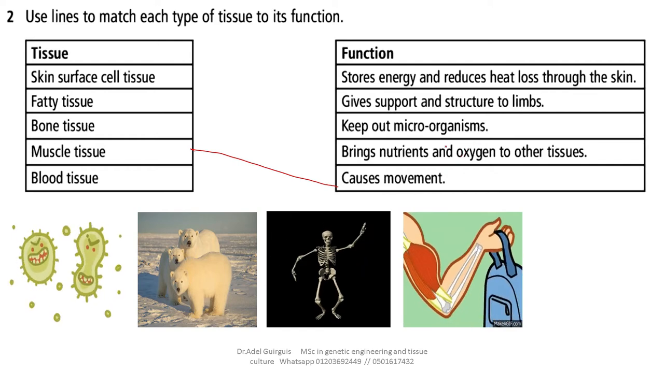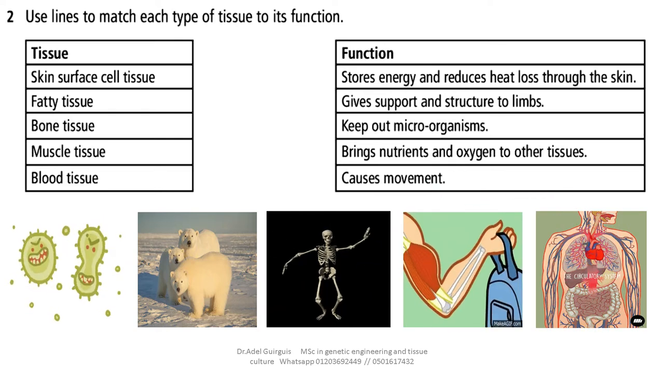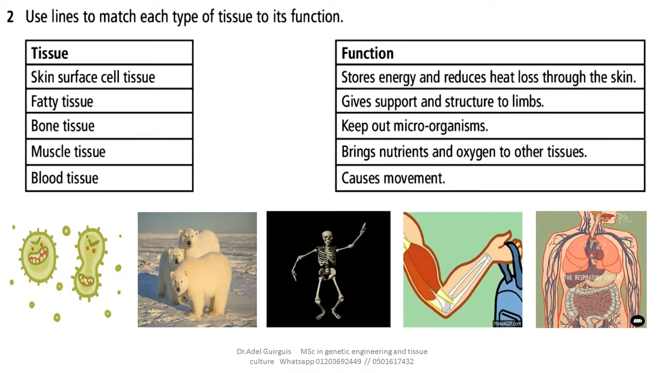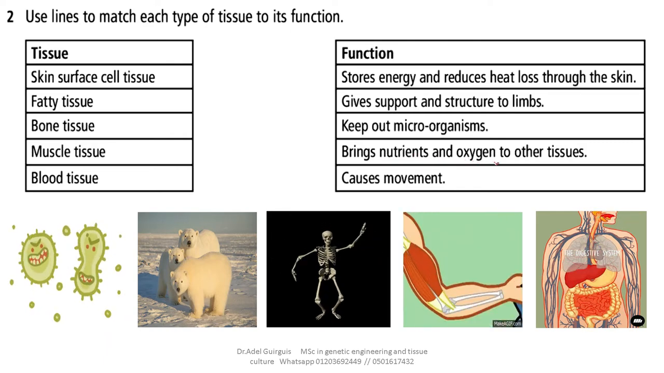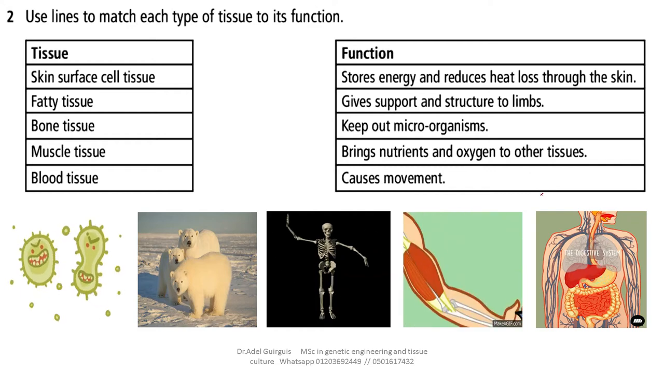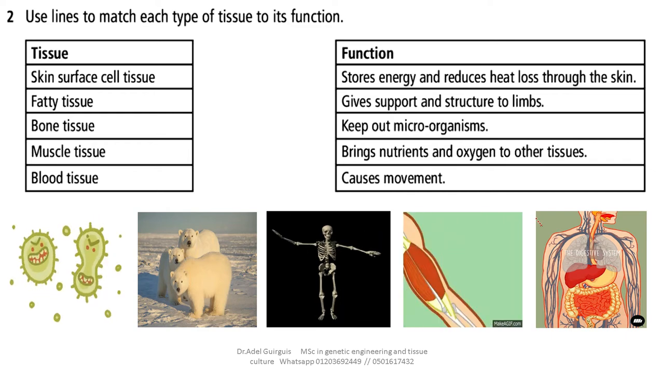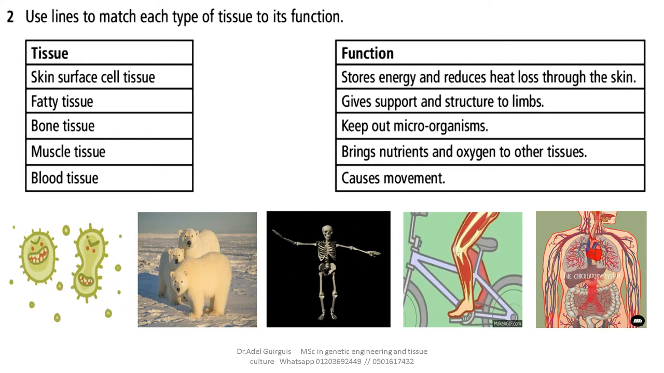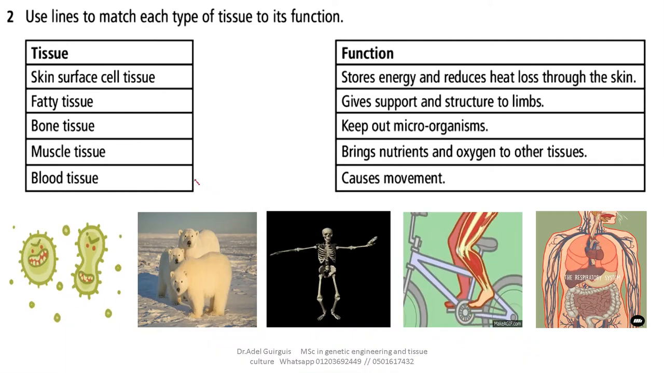What else? Last one, blood tissue. Look at this figure, this animation about the circulatory system, and the blood pumped from the heart to all body parts. Why? To carry nutrients like glucose and oxygen to other tissues. All body tissues receive oxygen and nutrients like glucose and minerals from blood. The carrier here is the blood. Okay, blood tissue.